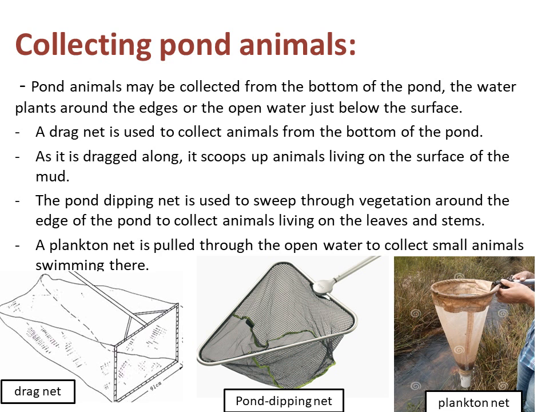A drag net is used to collect animals from the bottom of the pond. I have the drag net. Do you see down there? The first one from the left. This is the drag net. Why will I use it? To collect animals from the bottom of the pond.